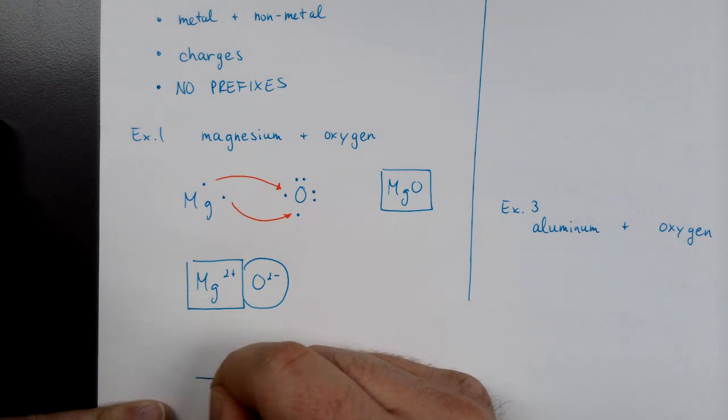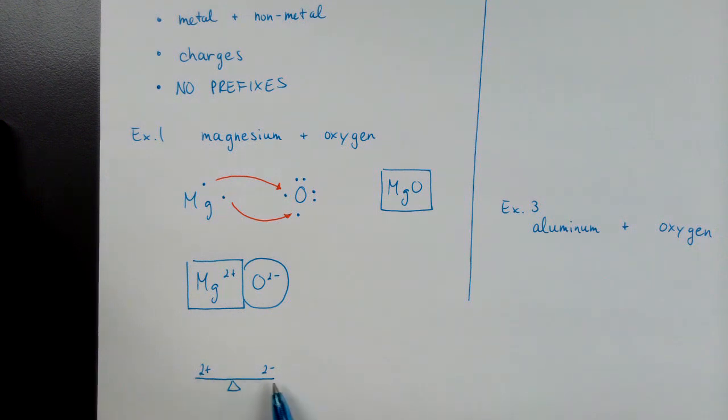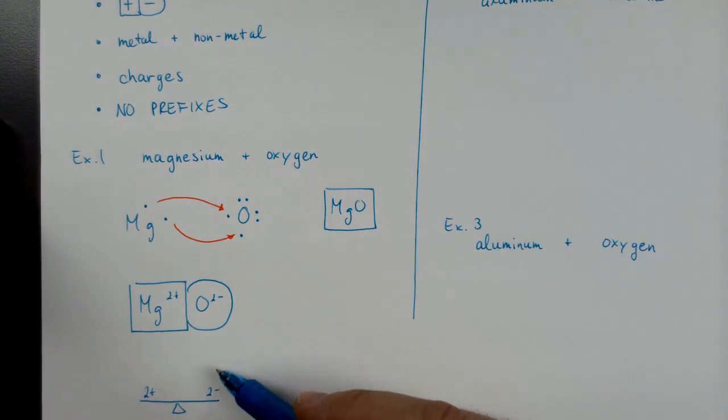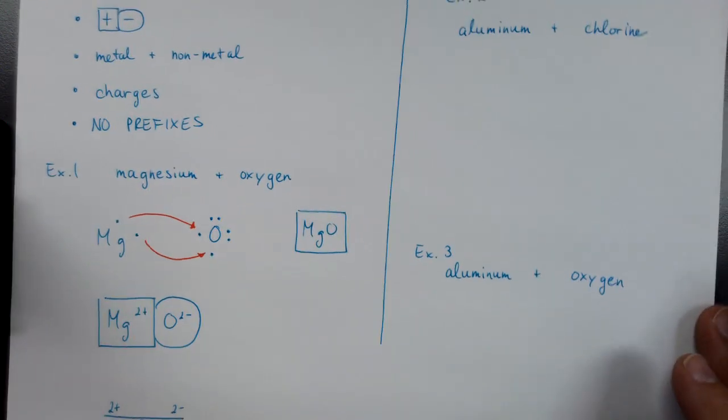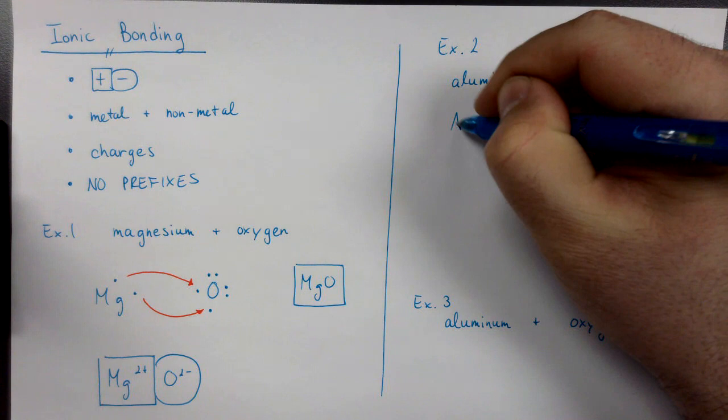I can also use something I call the balance model, where we know that magnesium is 2 plus and oxygen is 2 negative. So I just need one of each to balance it out. Okay, these models will be very nice later on, and I wish I could use it over here on example 3, but I'm not, maybe, we'll see.